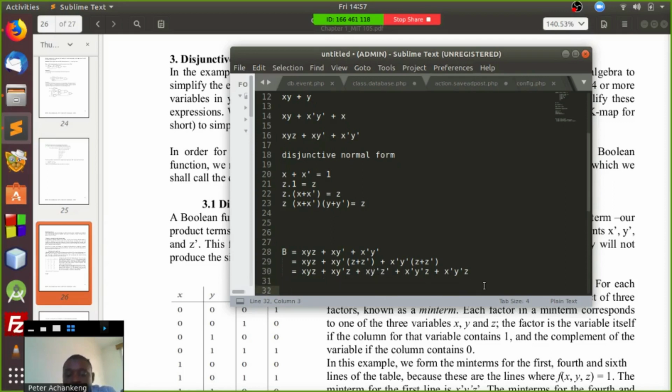Which means that that's the answer. Which means that what you have here, xyz plus xy prime plus x prime y prime, is not in disjunctive normal form, but you can transform it to the disjunctive normal form of this expression.